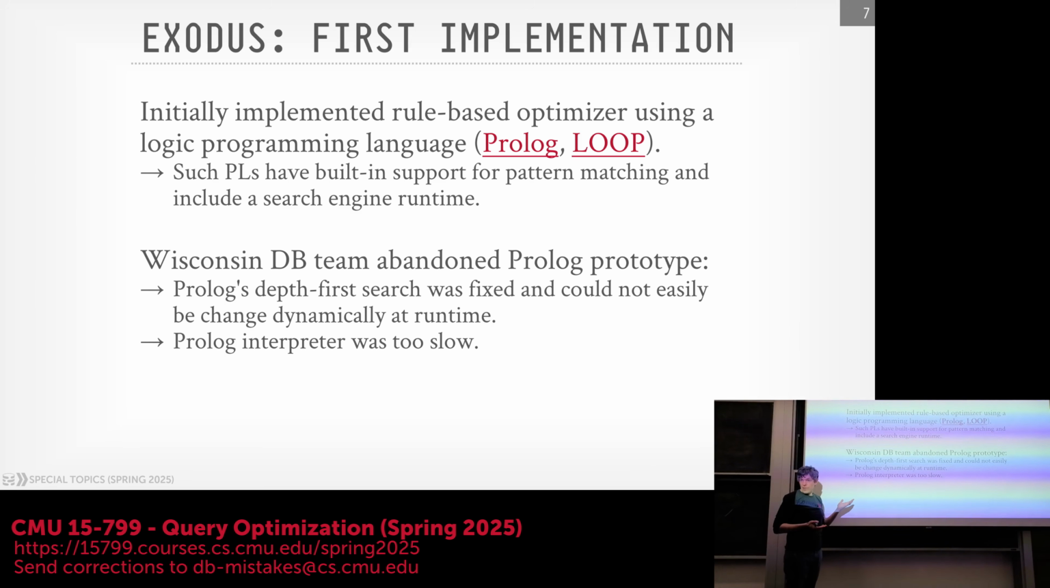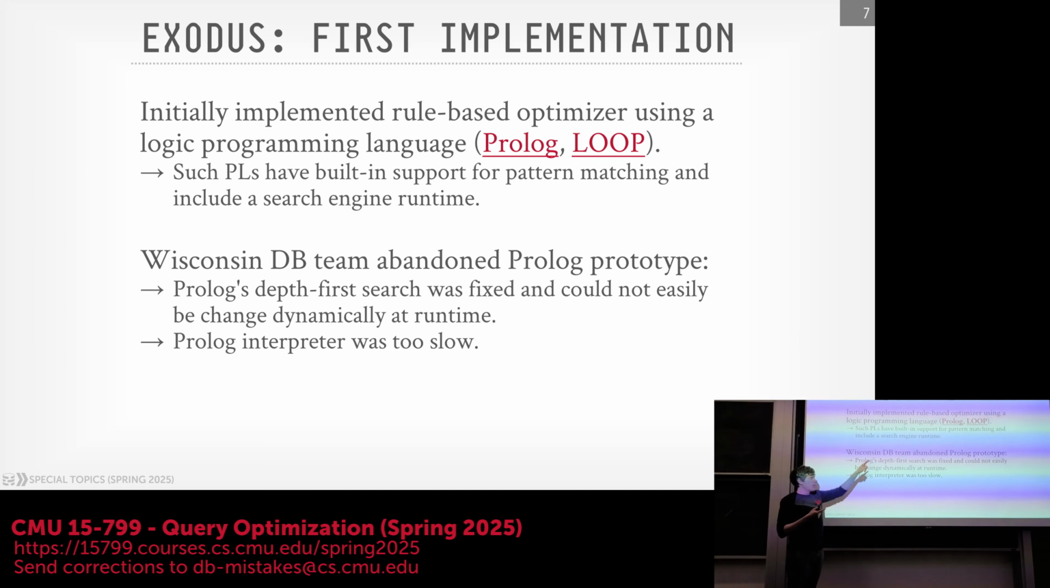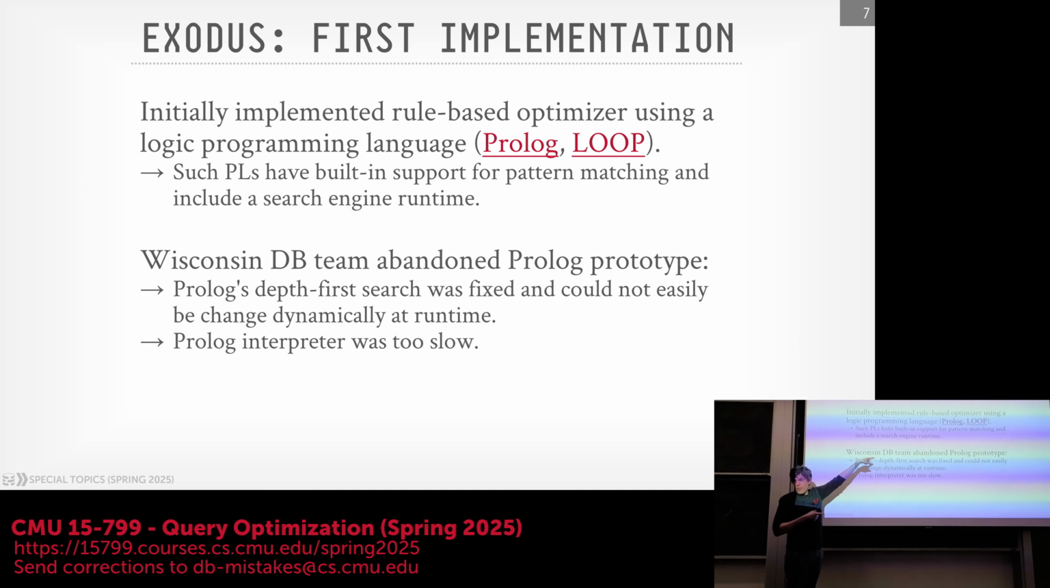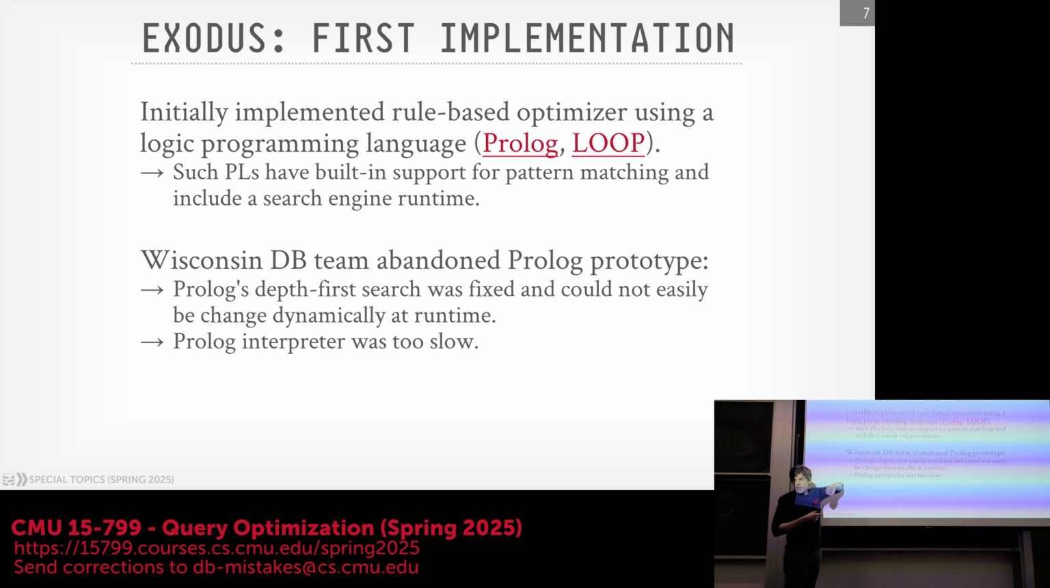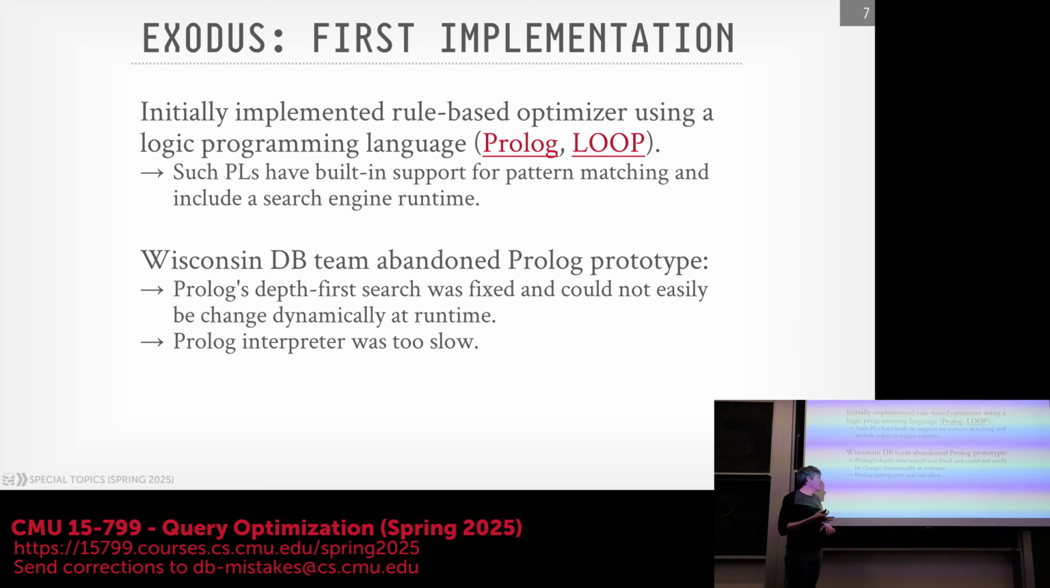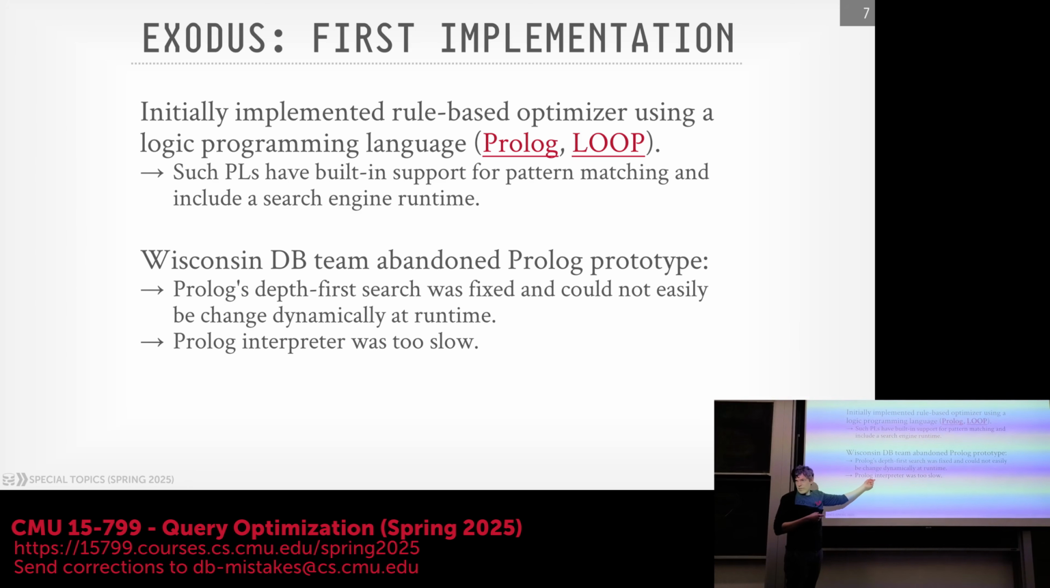So what's the lesson here? Don't use esoteric languages? Don't use esoteric languages. What's that? Don't invent your own. Well, they didn't invent their own language. Prolog and Loop are things that existed before. They wrote their own interpreter. Oh, well, I mean, yeah, as systems people, that's okay, right?